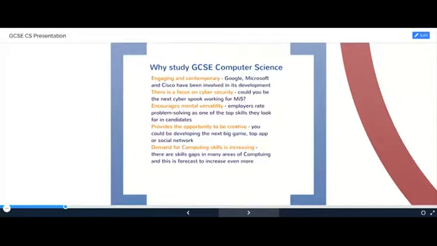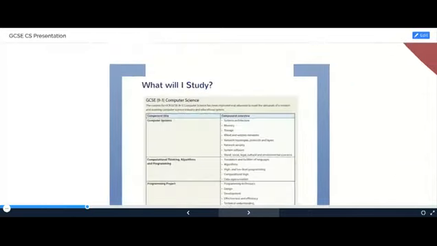It encourages mental versatility. Employers rate problem solving as one of the top skills they look for in candidates. It also provides the opportunity to be creative. You could be developing the next big game, top app or social network. Demand for computing skills is increasing. There are skill gaps in many areas of computing, and this is forecast to increase even more.